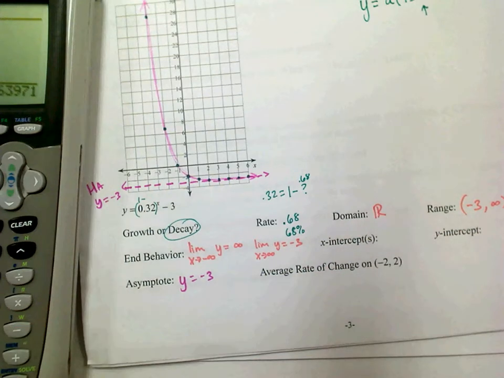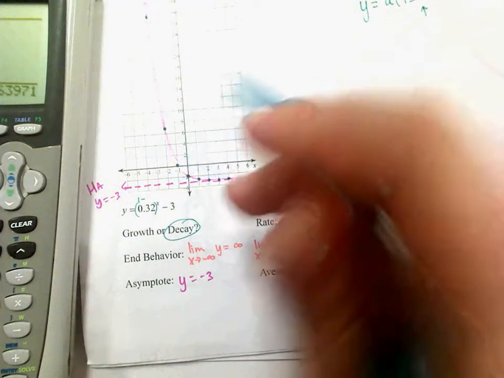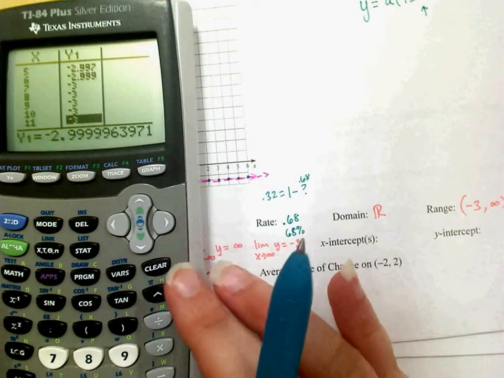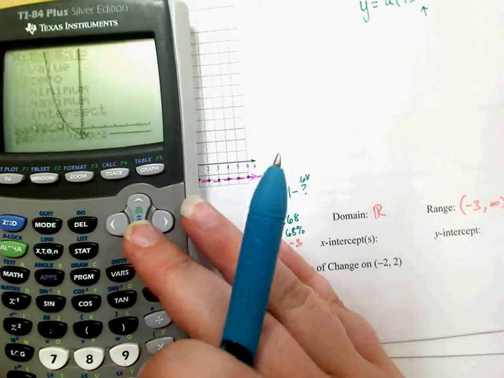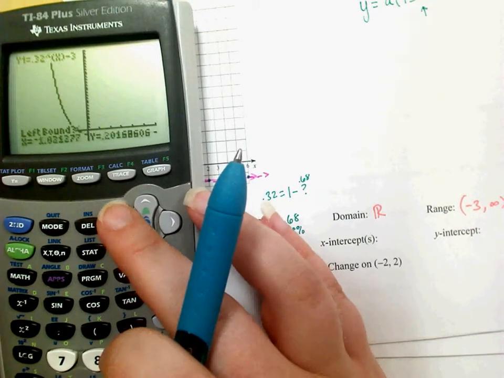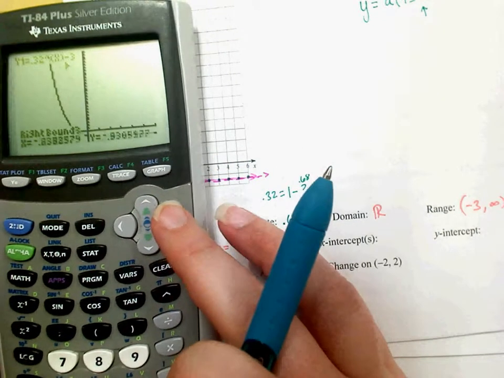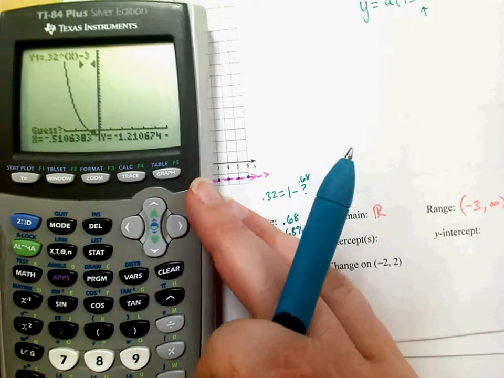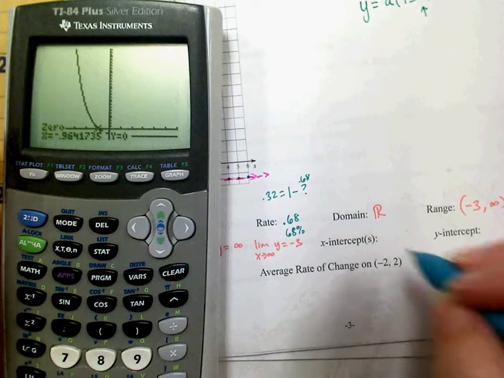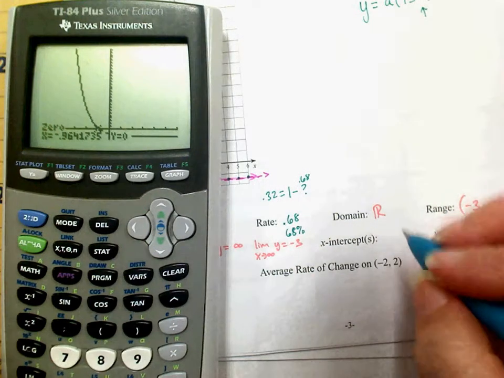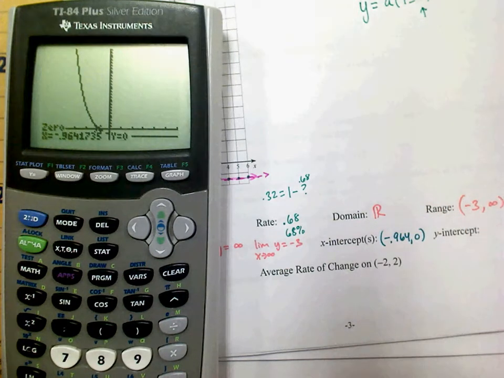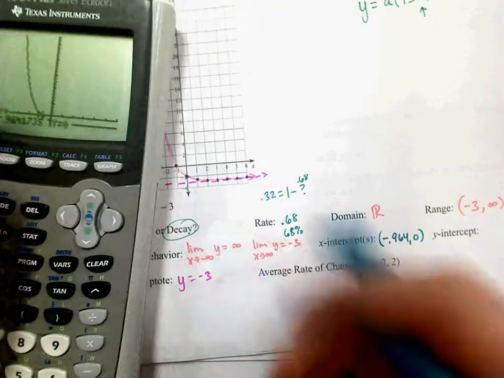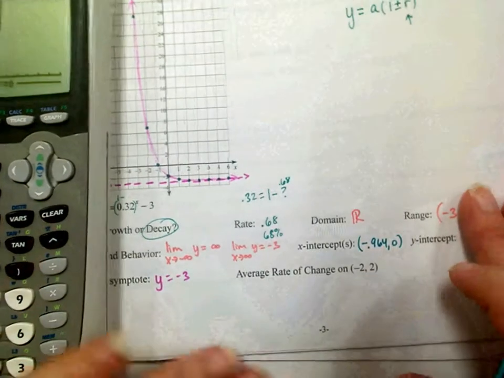My x-intercept is where I cross the x-axis, and I don't actually have that point. So I'm going to go second calculate, the 0 to find the x-intercept. And we're going left and right of the 0, and I press enter. And I get that the x-intercept, thank you, Natalie, is negative 0.964 comma 0. So there's my x-intercept. And then my y-intercept was actually negative 2. I remember that from plotting it. So that is the point 0, negative 2.